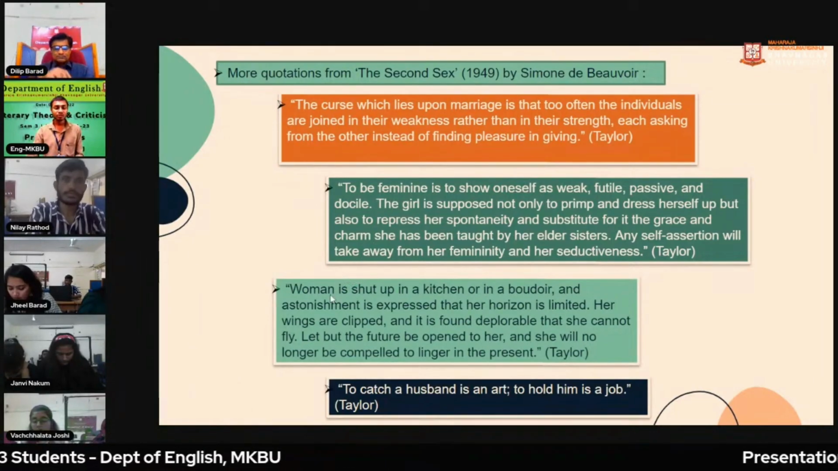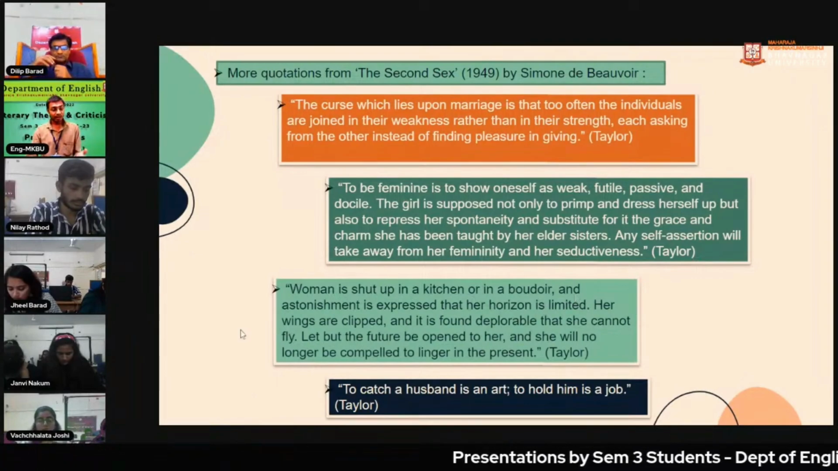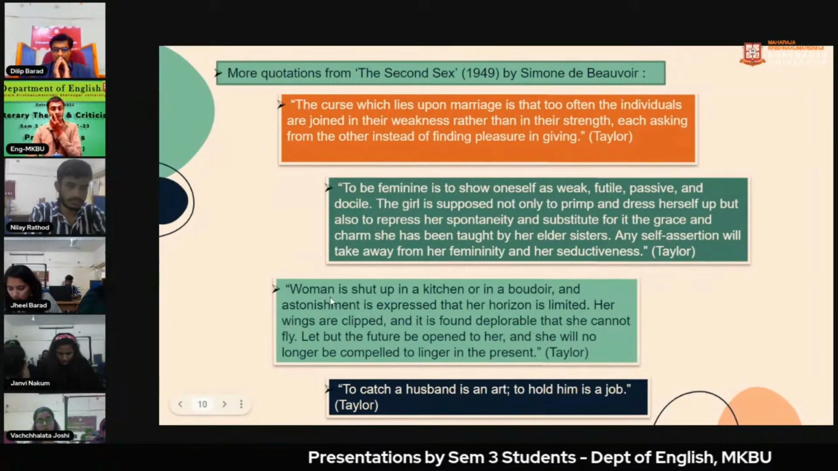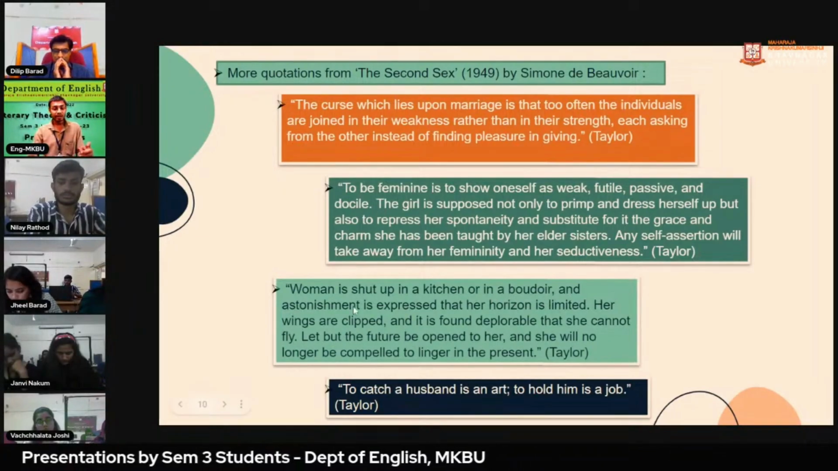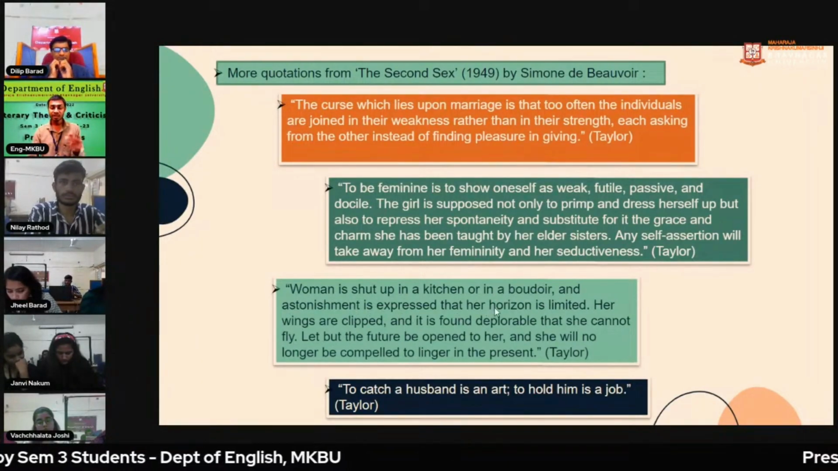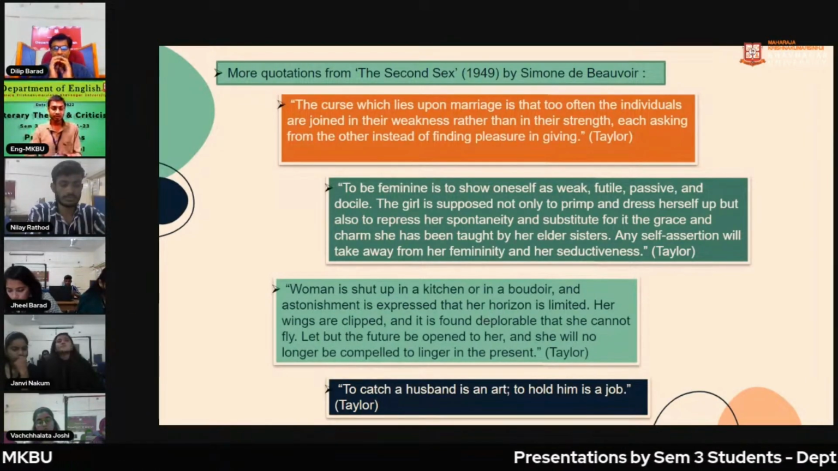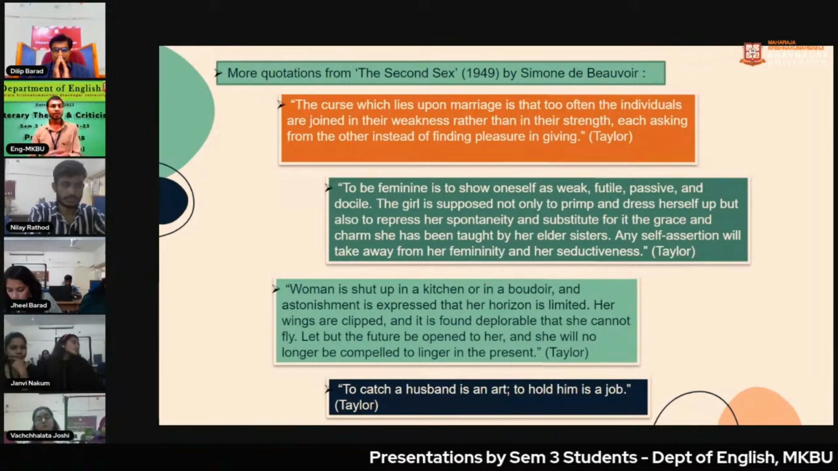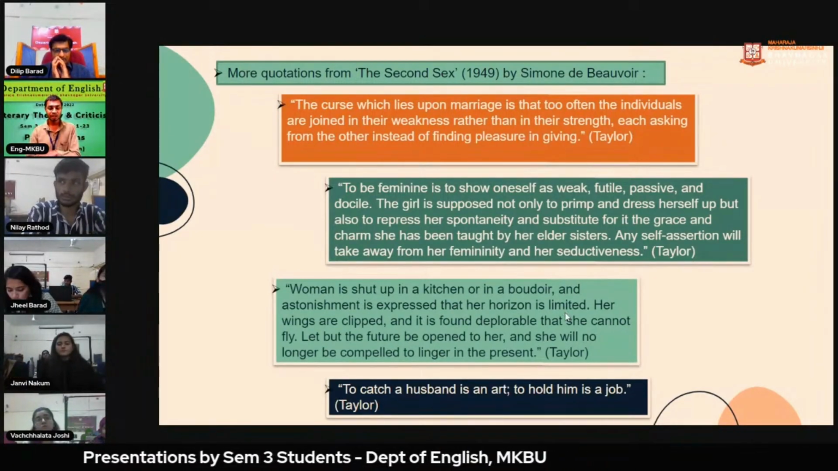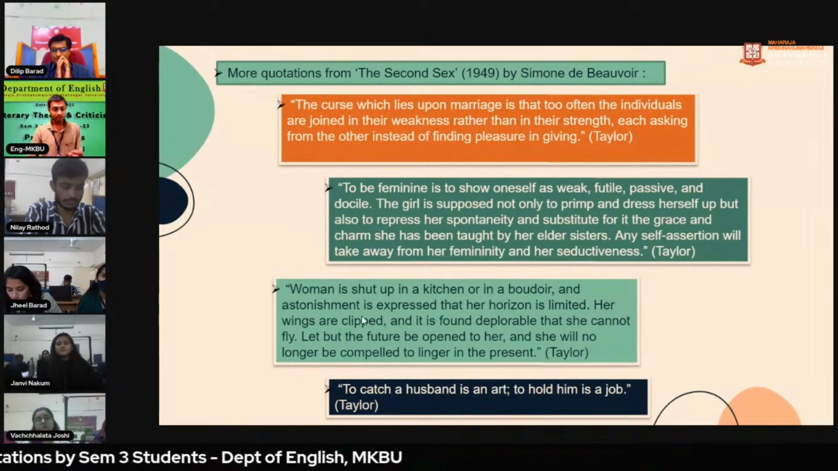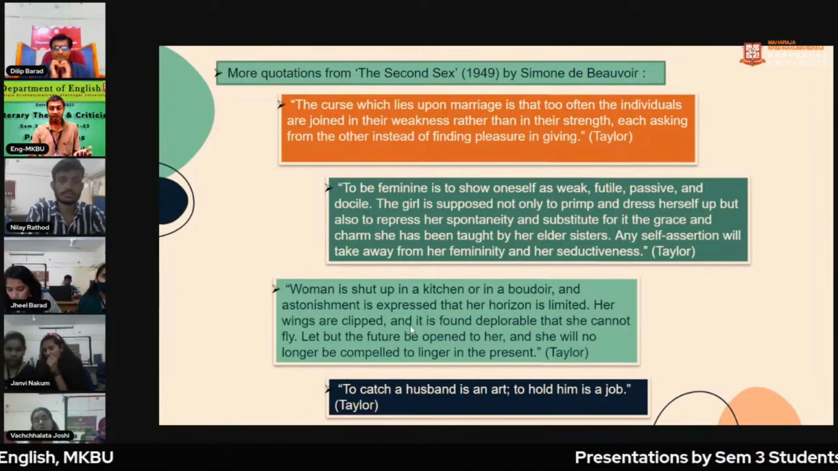The third quotation is like, woman is set up in a kitchen or in a boudoir, and astonishment is expressed that her horizon is limited. So the limitation was seen in this purport by Bhagavad Prabhupada, when he was referring to Manu Samhita, that she should be given protection in different stages of her life. So her wings are clipped, and it is found deplorable that she cannot fly.